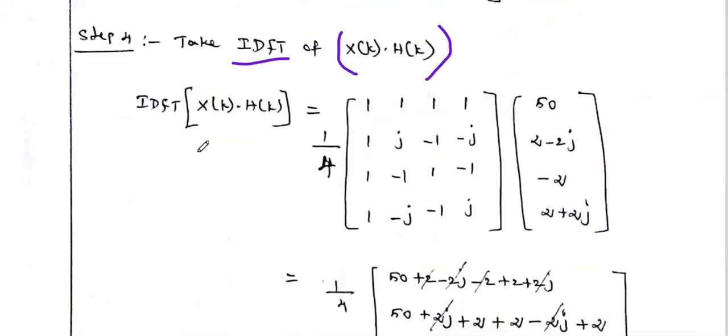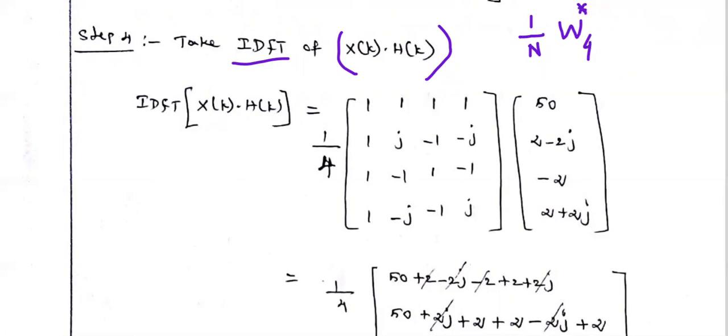So what is the formula to find the inverse DFT in the twiddle factor method? The inverse DFT of this answer is obtained by 1 divided by n, where n means the n point DFT. Here we are using 4 point DFT, so the n value is 4. So it is 1 by n into W4 complex conjugate, that is the twiddle factor complex conjugate matrix.